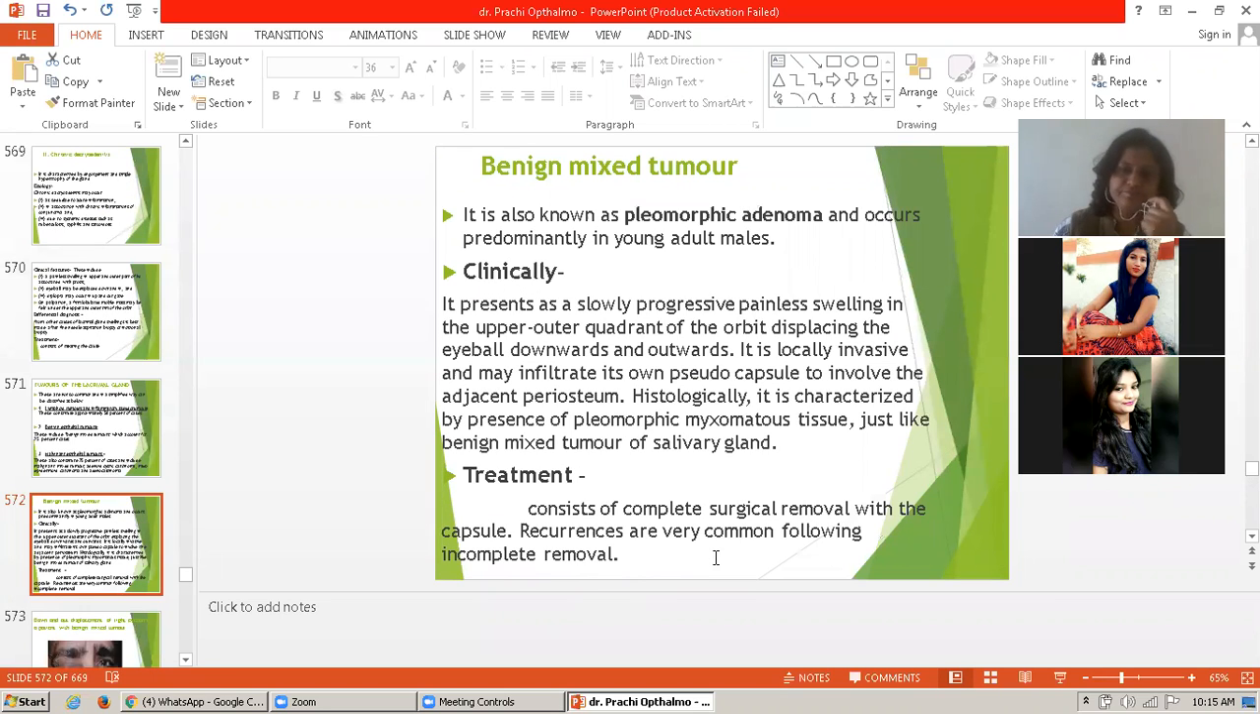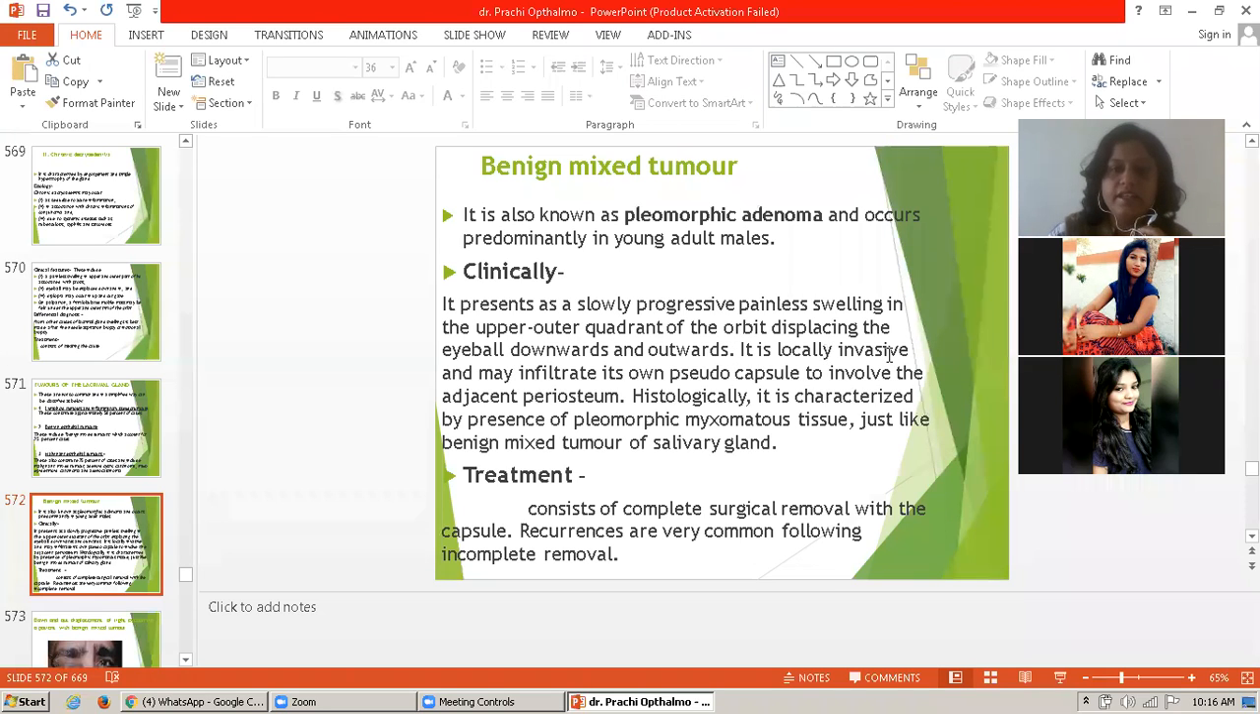So, firstly, we will learn about the benign mixed tumor. It is also known as a pleomorphic adenoma and occurs predominantly in adult males. Clinically it presents as a slowly progressive painless swelling in the upper and outer quadrant of the orbit, displacing the eyeball downward and inward.